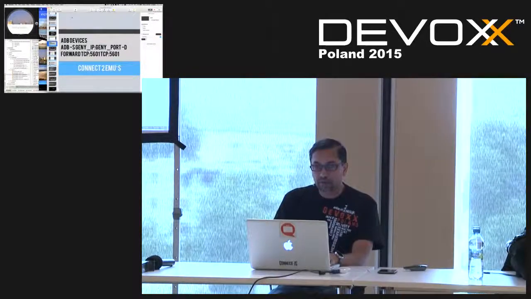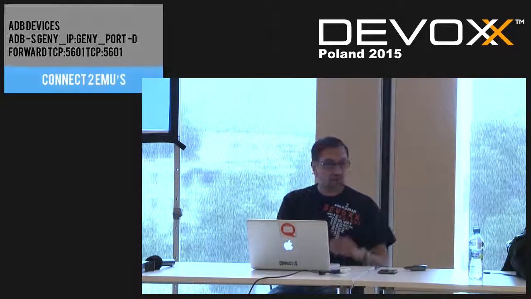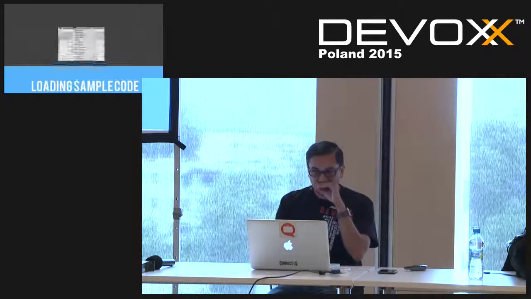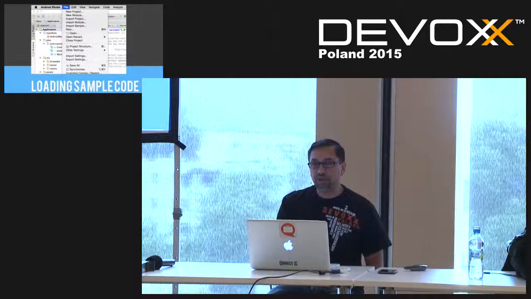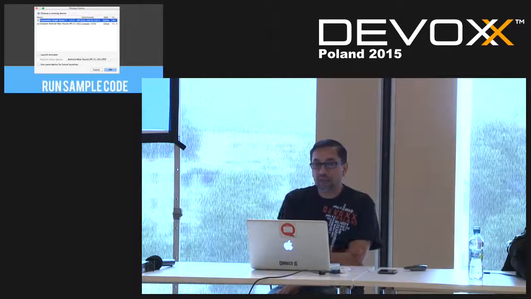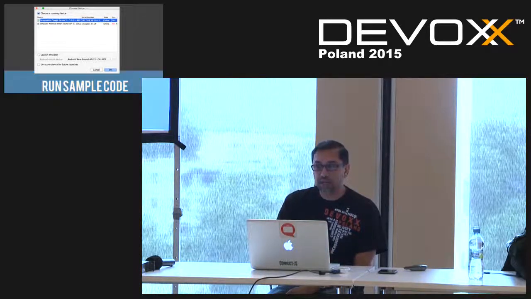So we have everything set up, right? I've shown you some of the code already. We can obviously explore the sample applications, but to get to the sample apps, you basically go into the file menu and you can install them and run them directly on the emulator if you want.